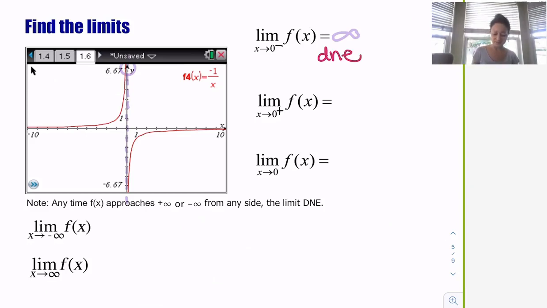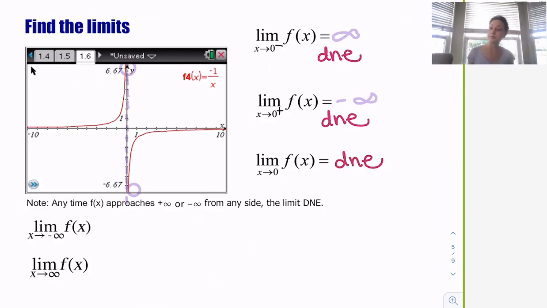Okay, now let's try the same thing coming from the right-hand side. So I'm going to grab onto the function somewhere to the right of that guide. And as I start approaching that guide from the right-hand side, my y's just keep going down, right? So my y's go down to -infinity. Again, that is not a number, so it's fine to say does not exist. Okay, now for the full limit, you only have one option because you did not get even the same kind of infinity for the left and the right hand limits, correct? So for the full limit, that's a does not exist.